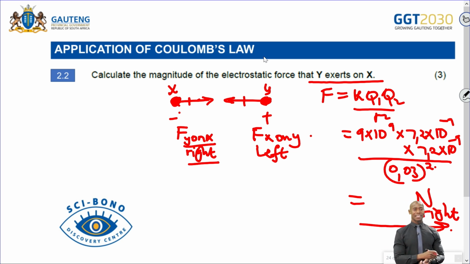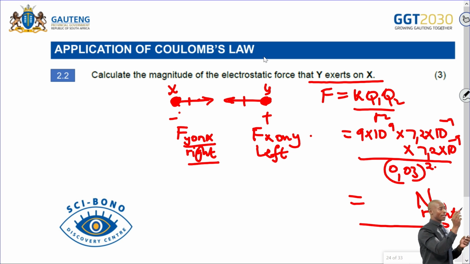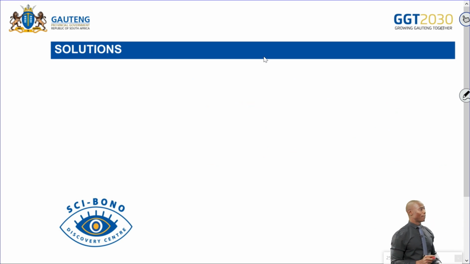All right. So first thing, if you're given a question on Coulomb's law, first thing, draw a free body diagram for each point charge. So for these two point charges, the forces they exert on each other: for X it is acting to the right, for Y it is acting to the left. This is the force that Y exerts on X. This is the force that X exerts on Y.